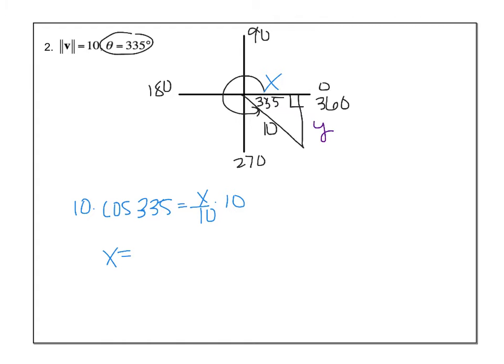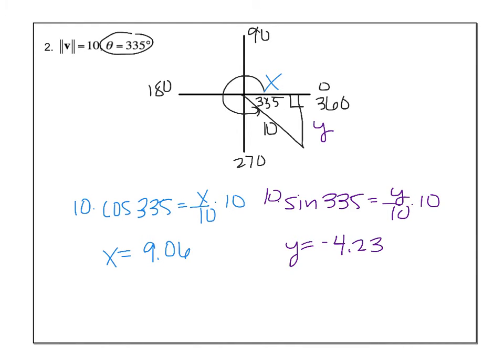And the nice thing about using that whole angle is it's going to give you the correct sign here. X should come out to be positive because we're going to the right. And then to find y, I'm using sine. Sine of 335 is equal to y over 10. And then I'm going to multiply by 10 on both sides to solve. 10 times the sine of 335. Notice this comes out to be negative 4.23. Which should make sense because in the picture that component is moving down vertically.